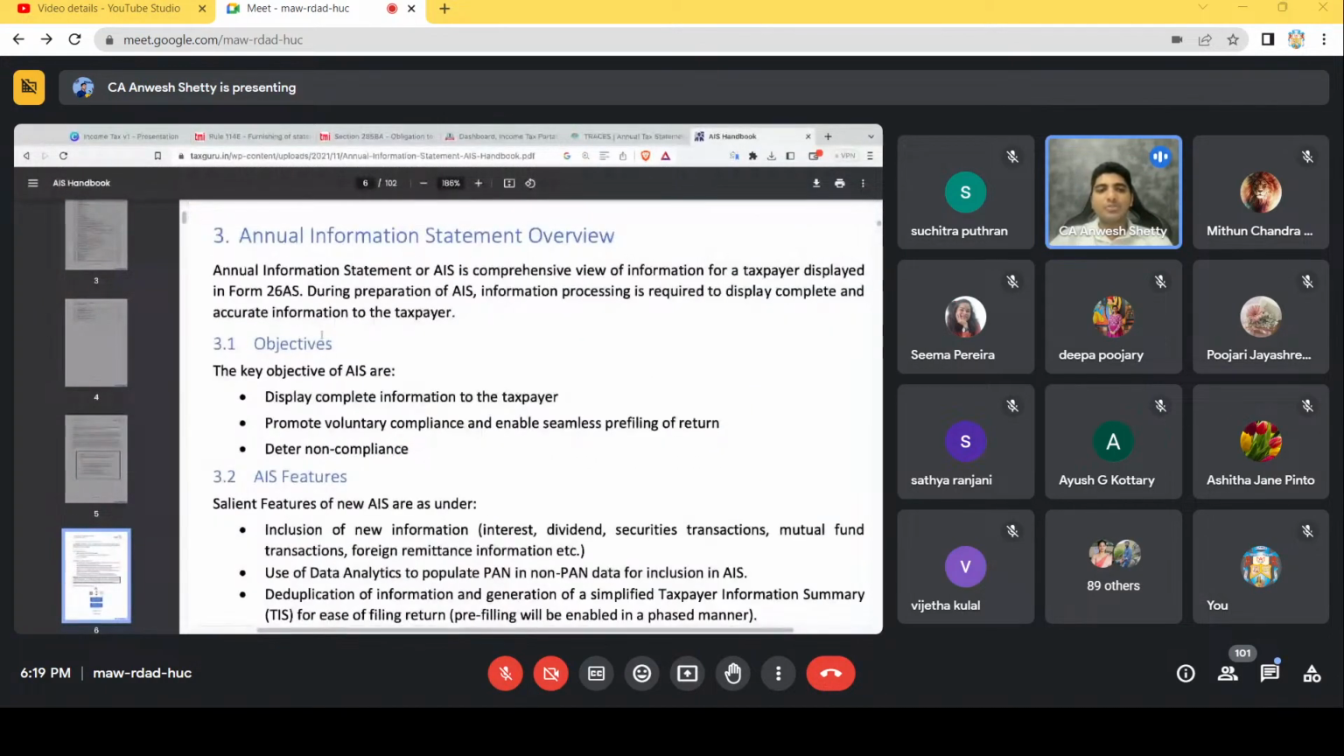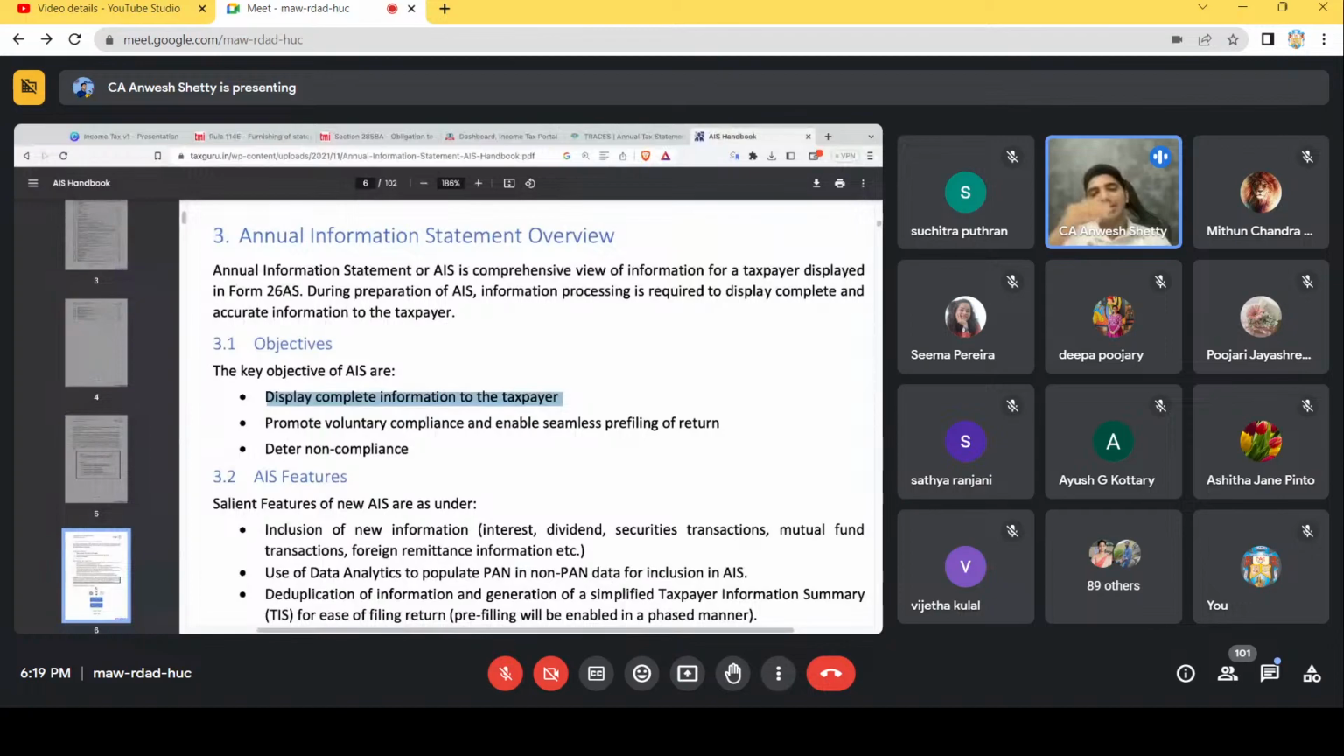If you zoom into their objectives, they say we are introducing this concept of AIS because we want to achieve these three objectives. The first objective is to display complete information to the taxpayer. Normally, in earlier days, the norm was that an SSC, even if he had salary income, rental income, as well as business income or other income, would only declare salary income. He would not declare other incomes. But then the department would somehow find it out, and they would send a scrutiny notice, followed by the show cause notice, followed by the order. Okay. So it was more of a post-mortem. Once you file your income tax return, they would analyze it, and then they would serve the notice.